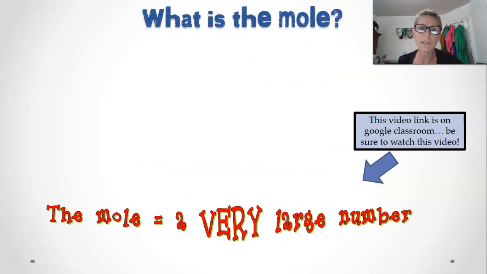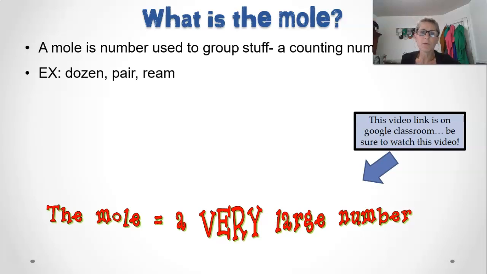Okay, so what is the mole? A mole is considered to be what we call a counting number, a number that is used to group things. You don't use it on a regular basis because we don't normally use the mole to group really large things. We like to use the mole to group things that are really small, like atoms, ions, molecules, compounds.